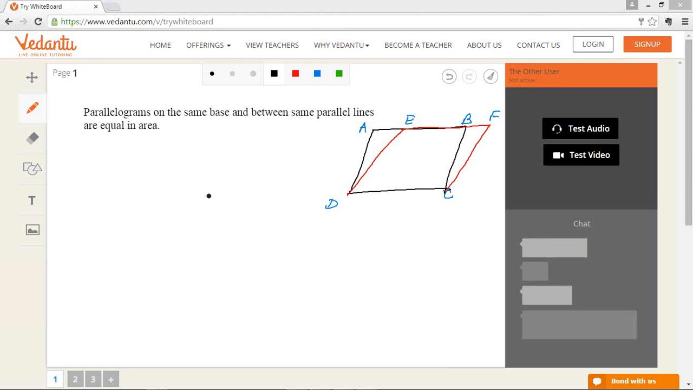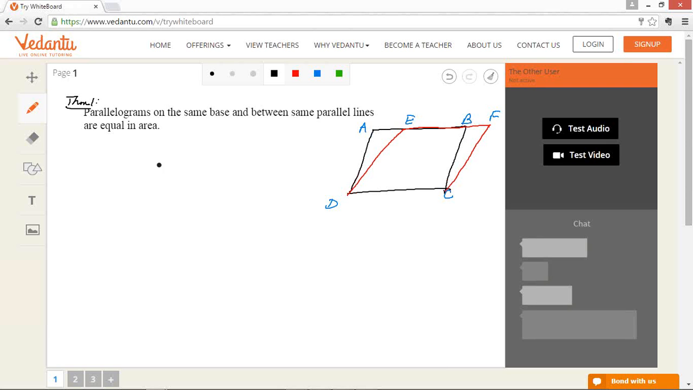Dear students, good evening. In today's session, I am going to explain the very first theorem of the chapter, areas of parallelograms and triangles. So let us have a look at the theorem. The statement of the theorem is: parallelograms on the same base and between the same parallel lines are always equal in area.